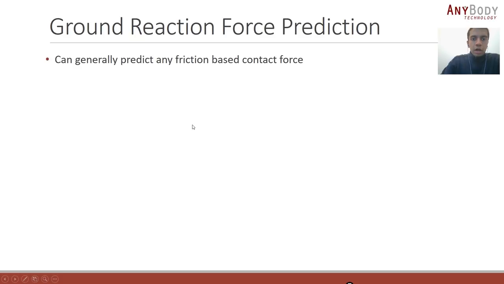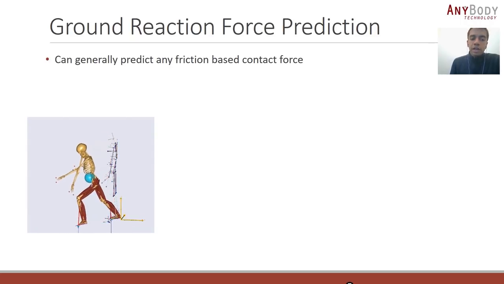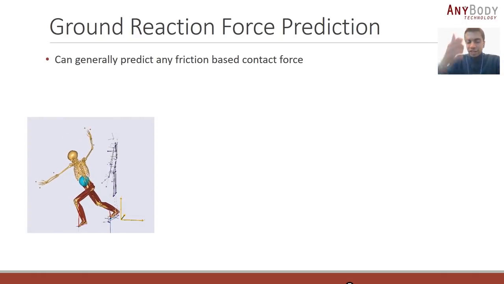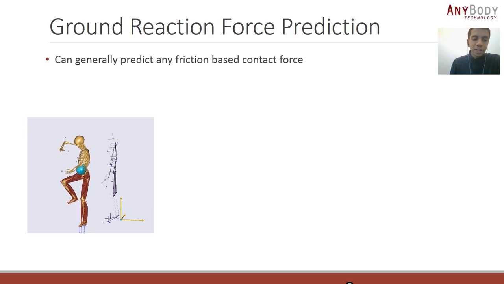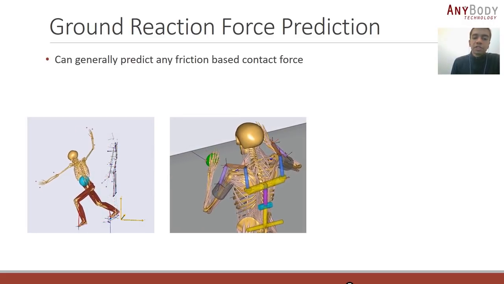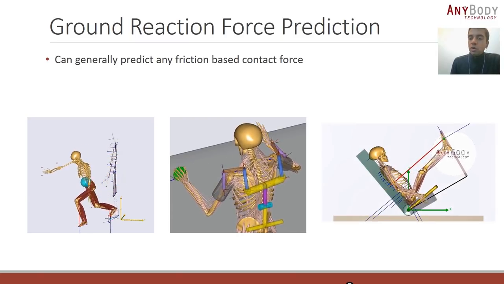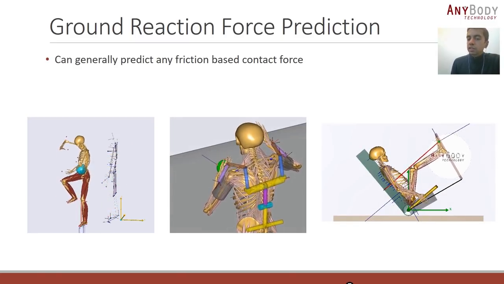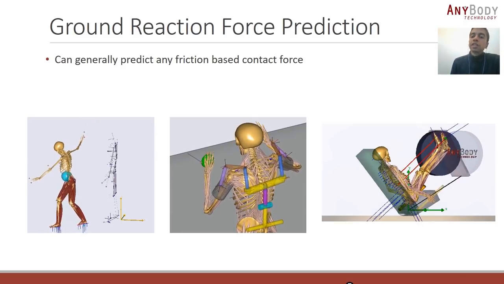So one more thing to remember is that this algorithm, even though we call it ground reaction force prediction, can actually more generally predict the forces at any friction-based contact. So it's again predicting the forces between the feet and the ground, but the motion is no longer walking. I think this is Tai Chi recorded using an Xsens suit. Or it could be the forces between the hand and the surface in this polishing task. Or it could be the forces between the foot and the foot plate, or the back and the backrest in this exercise machine.